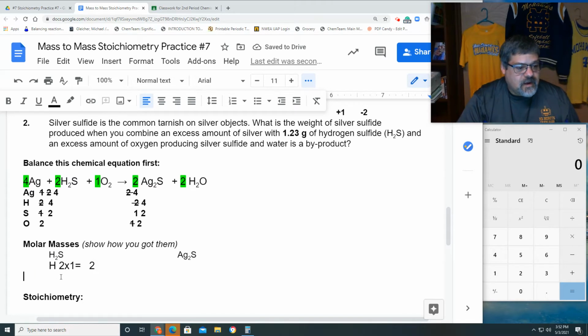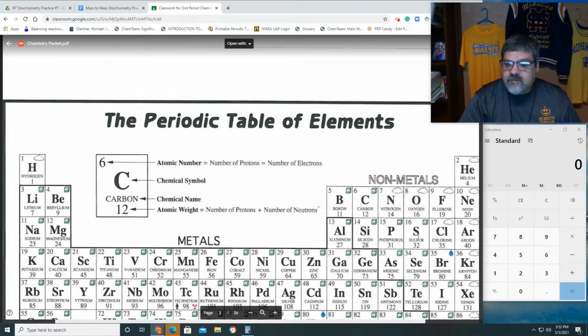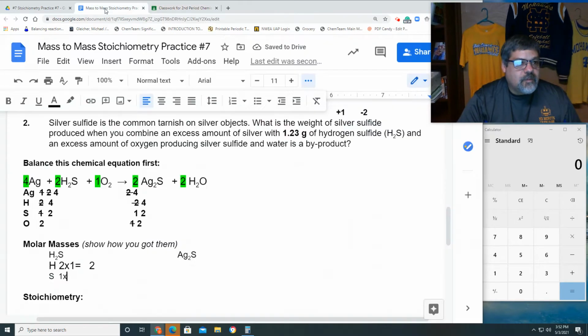Okay, I'm going to go down here to the next one. And we have sulfur. And in sulfur, we have 1 times the molar mass of sulfur, which if I go to our periodic table, we'll see sulfur's right here. That's going to be 32. So we'll go back to our problem, and we're going to put in 32.